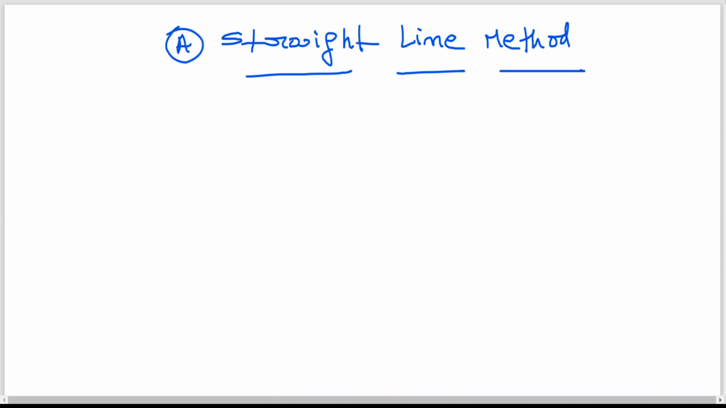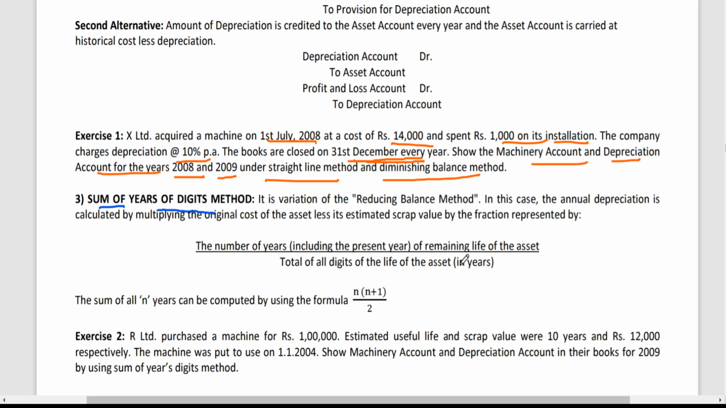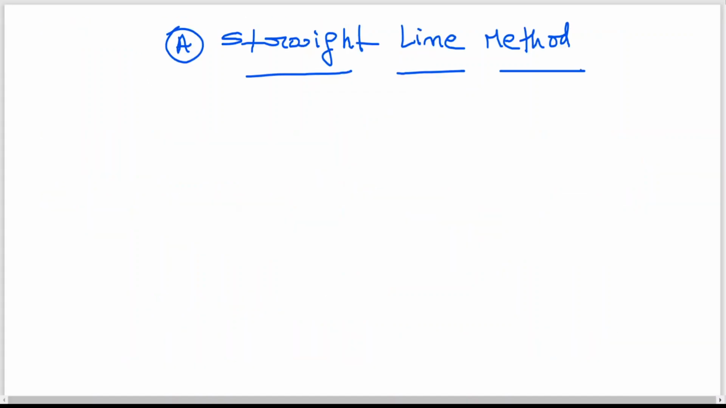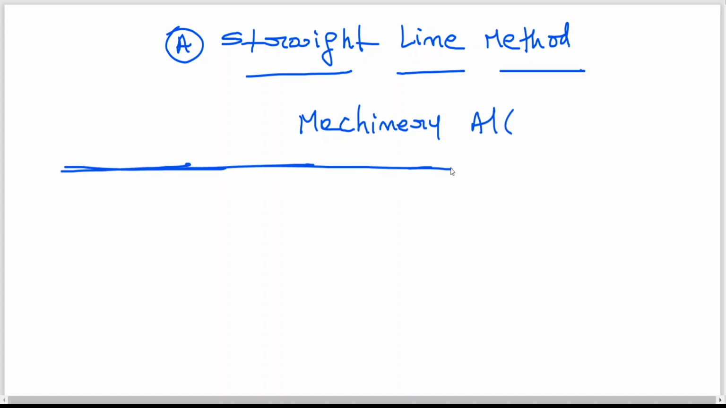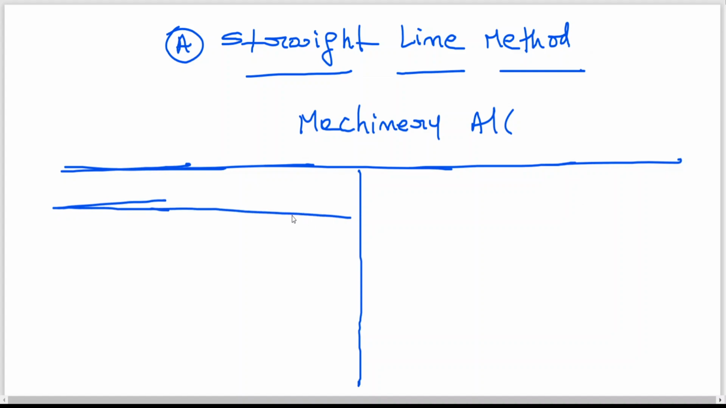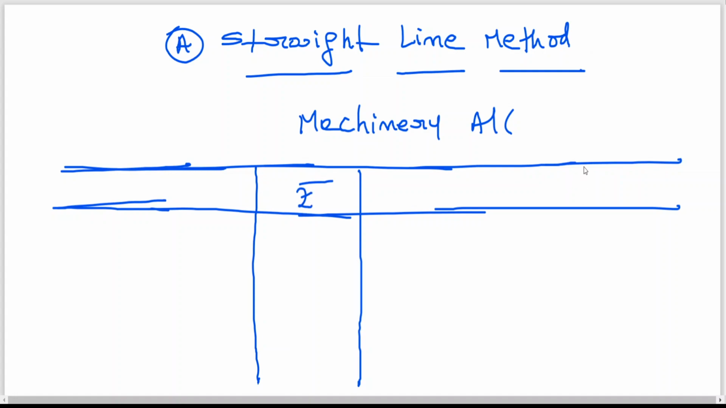We are asked to open the machinery account and depreciation account. Generally, for the depreciation chapter, they won't be asking for entries. And you are all aware that the ledger format is to be followed. I'm not explaining the ledger format; by this time, you are all comfortable with it. Date, particulars, etc., you should write.